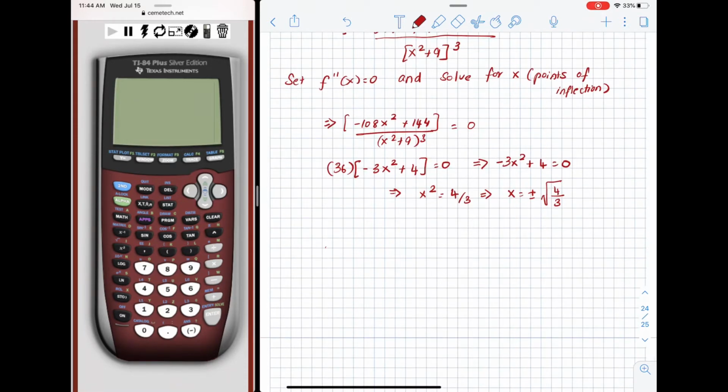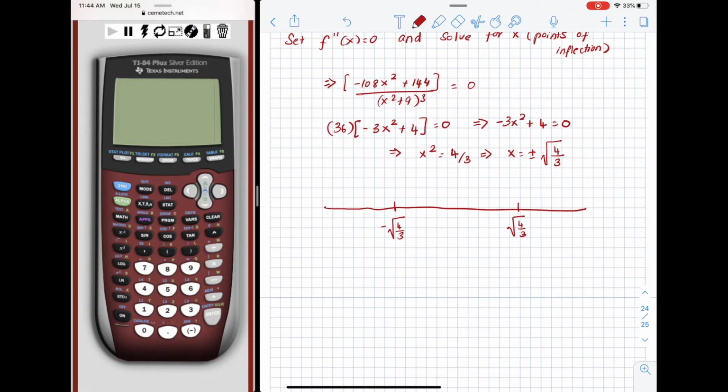So our 2 points of inflection are square root of 4 over 3 and negative square root of 4 over 3. Pick an easy value between negative square root of 4 over 3 and positive square root of 4 over 3. I'm going to pick 0. f double prime of 0. The denominator is always a positive number, so positive. And I'll simply have 144 in the numerator, so it's positive, so we'll have concave up there.